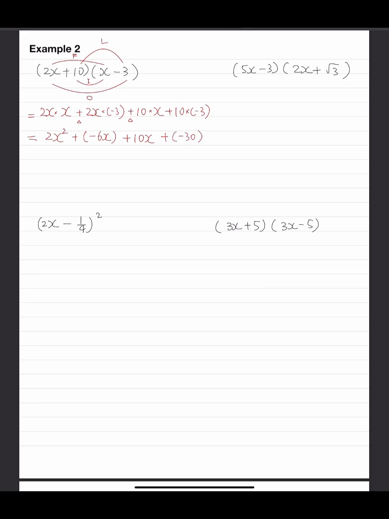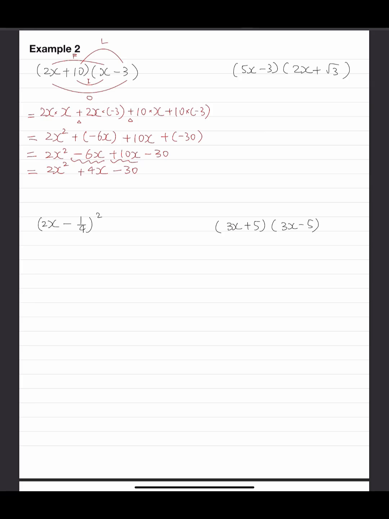And then let's simplify the sign here. You have a 2x squared plus a negative 6x. It is the same as minus 6x. Yeah? And then you have a plus 10x. And then you have a plus negative 30, which is the same as minus 30. You have a minus 6x and plus 10x. These two are like terms, so we can combine them, which gives us 4x and then minus 30. Okay, so you should end up with 3 terms here.